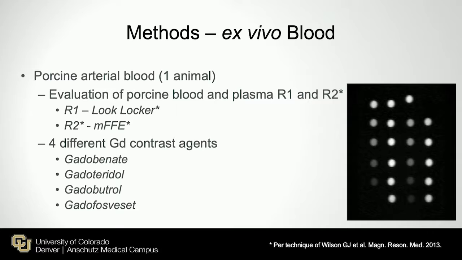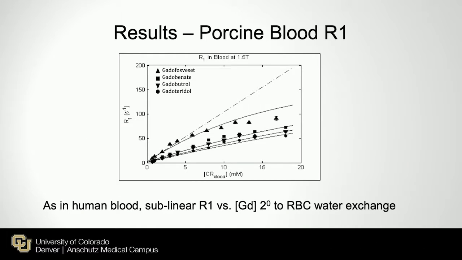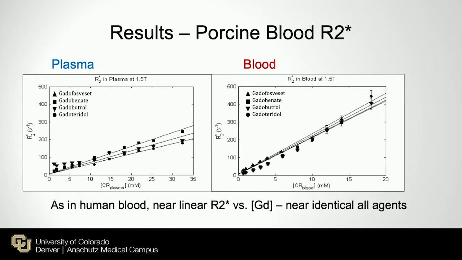One of the first things we did is just harvest some of their blood, repeat the studies I showed you in the beginning on human blood, looking at T1 and T2 star for these 4 different agents by looking at Look-Locker and multi-echo FFE sequences, seeing basically the same thing, that there's deviation from linearity of the relaxivity curve of the R1, just like we saw in human blood. And R2 star, again at 1.5 T, was very similar for all the different agents and significantly greater in blood than in plasma. Again, this has to do with not only water exchange, but just the heterogeneity of blood itself.